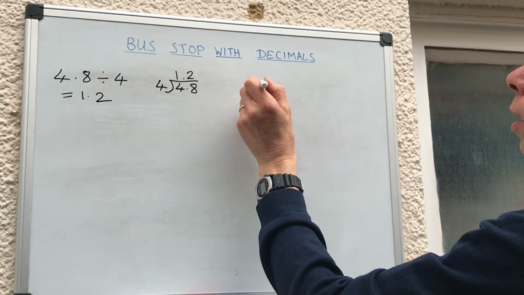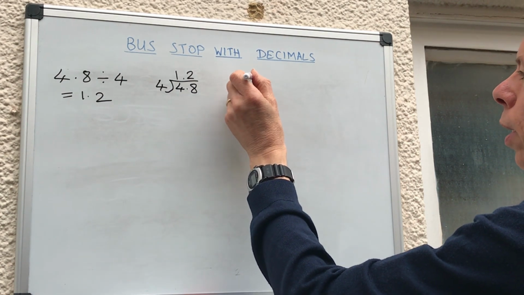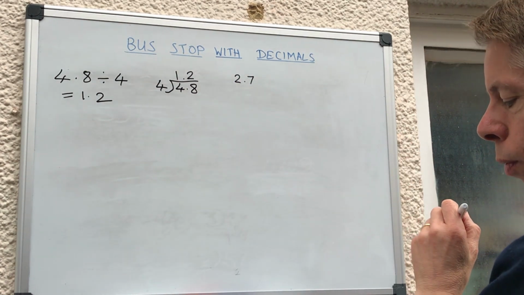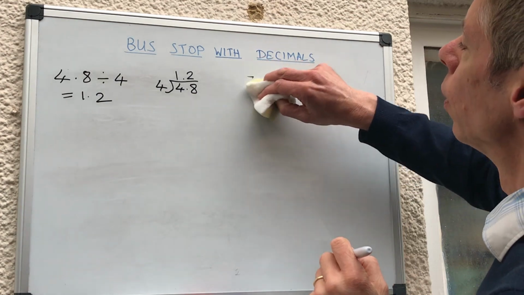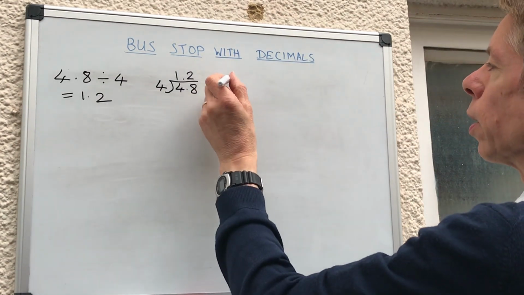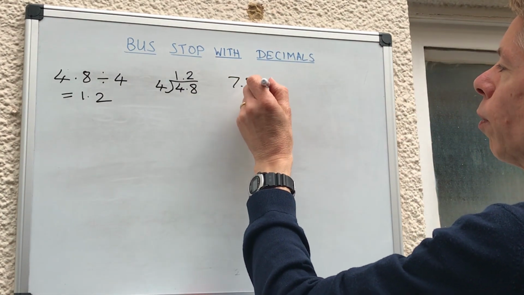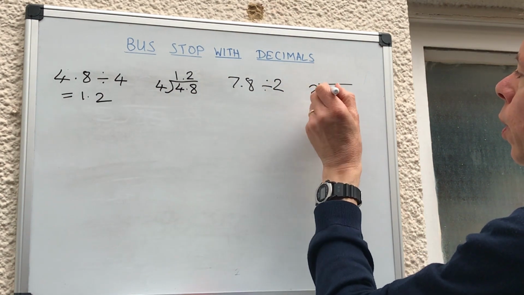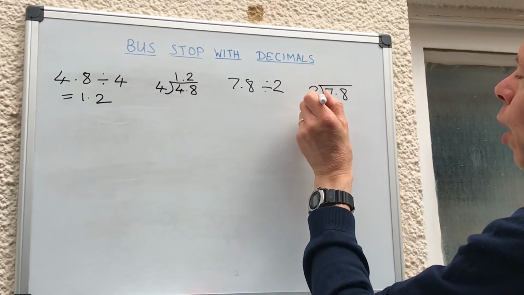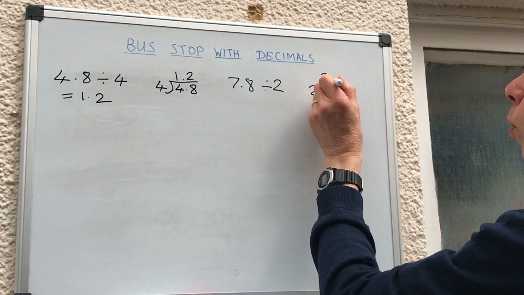So we're going to do 2.7, actually we're not going to do that. We're going to do 7.8 divided by 2. So how many 2's into 7.8? How many 2's in 7 is 3? Put your decimal point there.